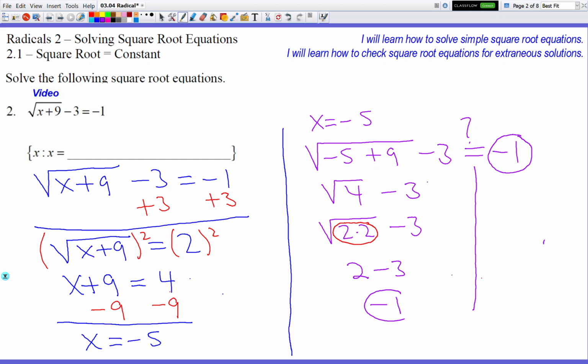So I circle that and I compare it to the right side. So compare the left side number to the right side number. I got negative 1 on the left. I got negative 1 on the right, so they match.